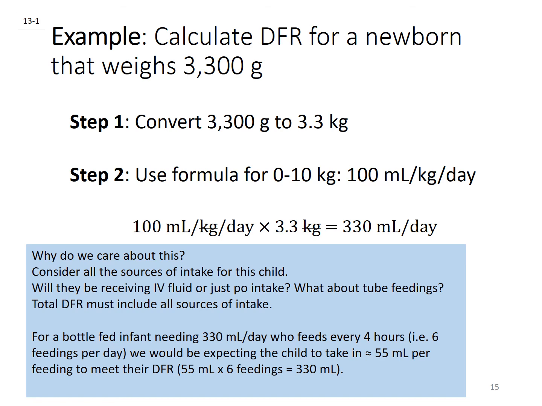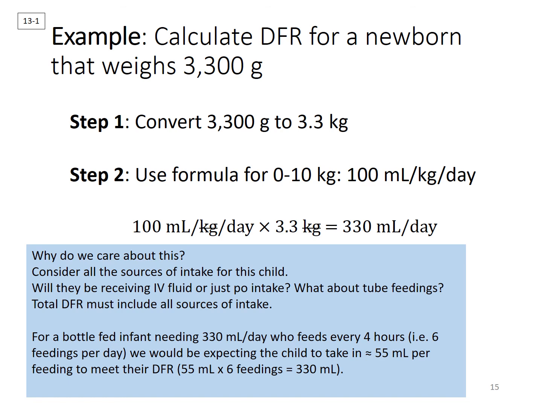Why do we care about this? Well, we want to make sure that they're not becoming dehydrated. Remember, little people get dehydrated very, very quickly. And we need to consider all sources of intake for the child. This includes IV and PO, or tube feedings. So the DFR must include all sources.